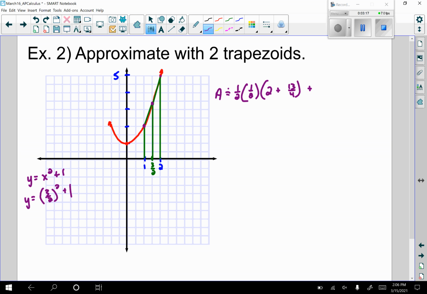And then it's plus 1/2, so the area of the second trapezoid. Again, the height of the trapezoid is 1/2, and then it's 13/4, and then we finally reach up to the 5. So we can say it's 1/4, and we'll have 21/4 plus 1/4 times 33/4.